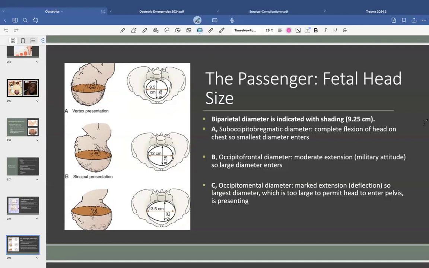So the baby's head is just too big to enter the pelvis, which is why you want the baby in flexion. You want the baby's chin tucked, back curved. You want that little position, so that the smallest part of the head can fit through. There's some big names for this, suboccipitobregmatic diameter. I don't need you to know all that for your test. You can be familiar with it for your rotation.